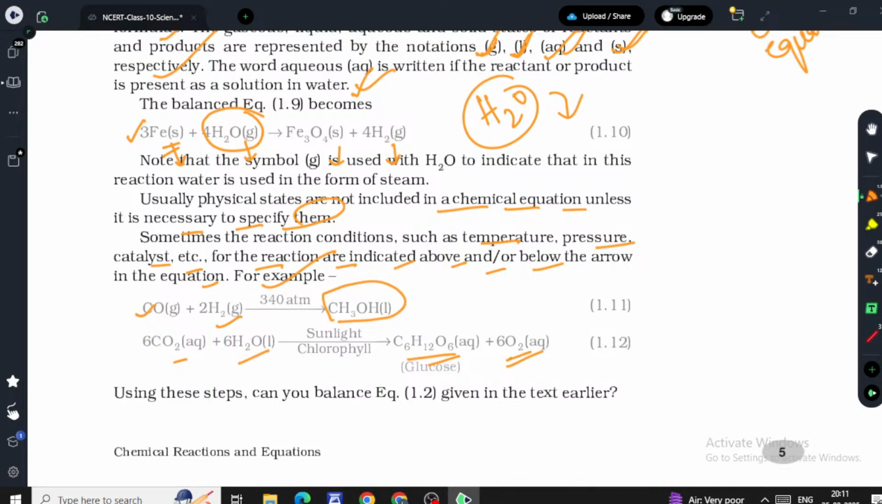This is the equation of photosynthesis. 6CO2 plus 6H2O: this is carbon dioxide and water. The products will be glucose and oxygen. And this is carbon monoxide and hydrogen giving CH3OH, methanol.